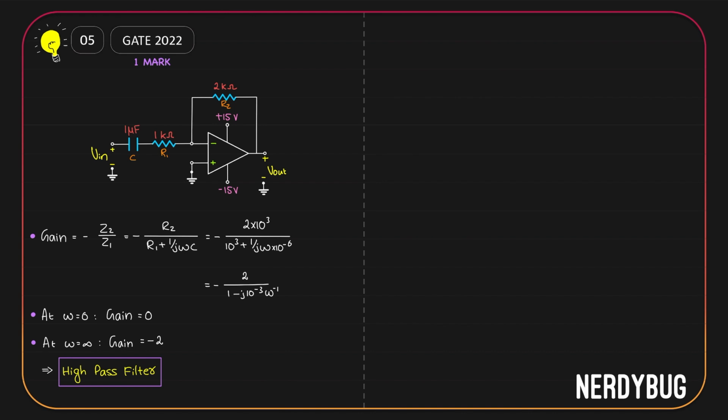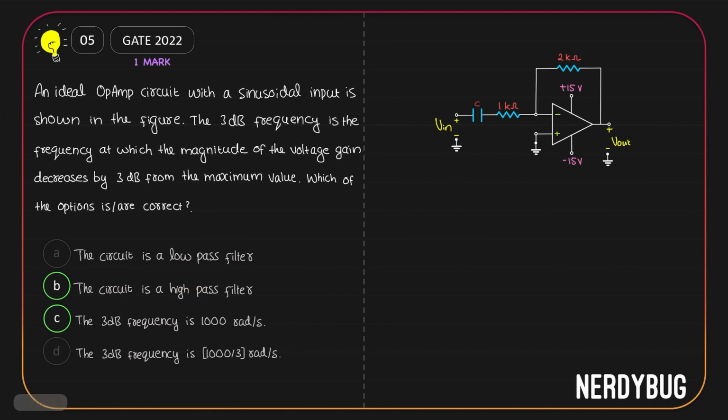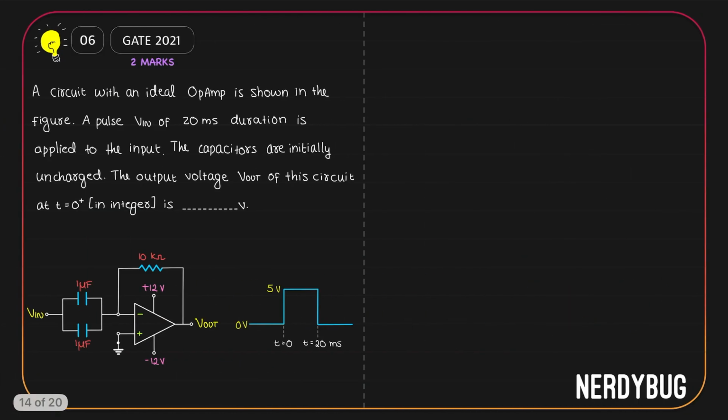We also have to find out the 3 dB cutoff frequency. Cutoff frequency is provided by the RC circuit over here. So cutoff frequency will be 1 by R1C. Giving the values, we get it is 1000 radian per second. Options B and C are correct. Let us see the next problem.